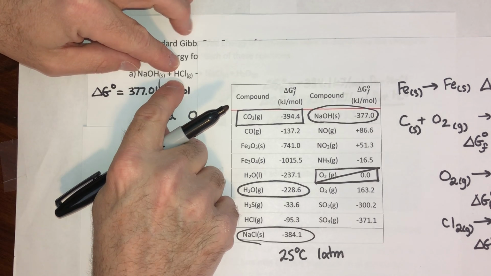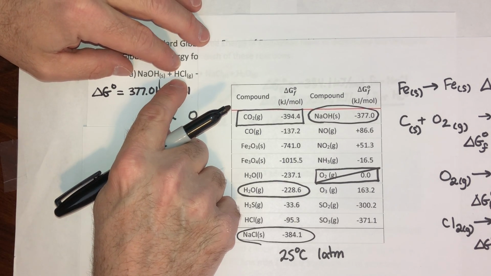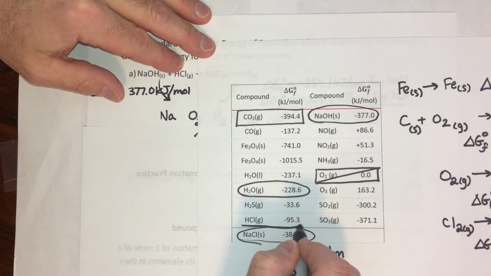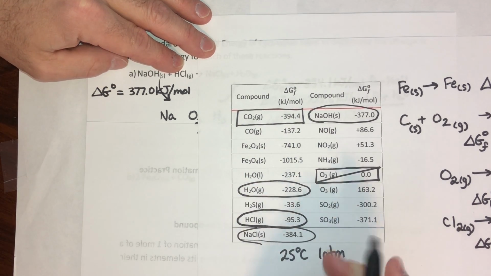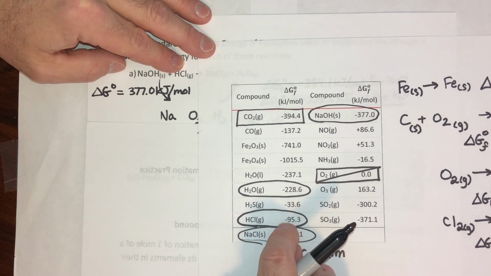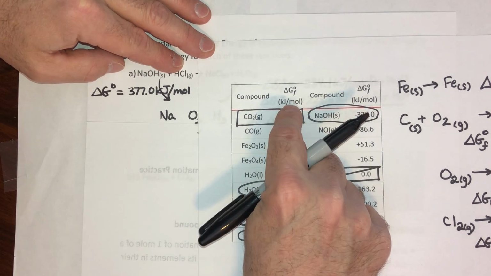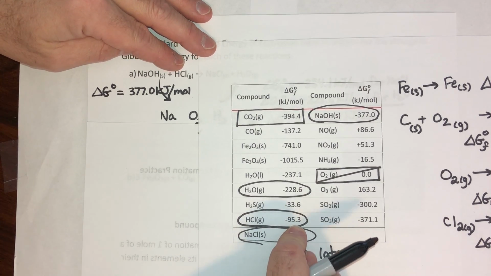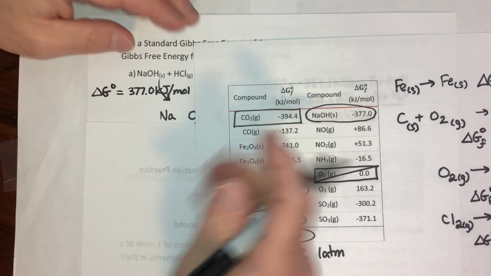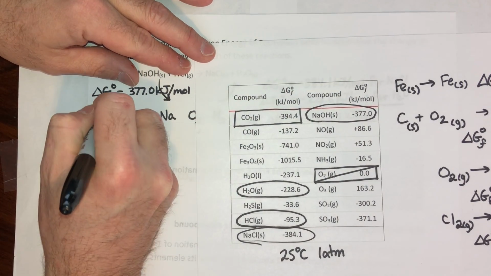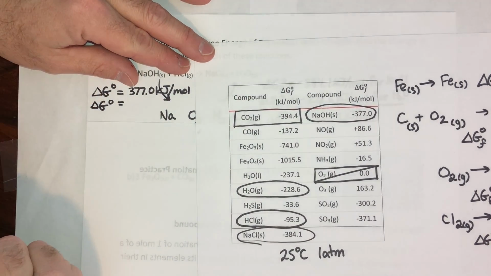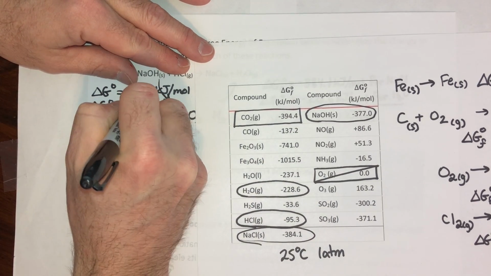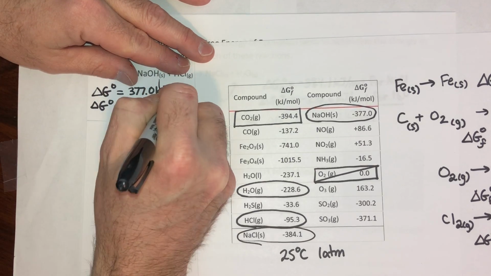Now, what else am I breaking up? I'm breaking up the HCl. To form it, I would get a minus 95.3 kilojoules per mole. That's the amount of Gibbs free energy I would get. But again, I'm not forming it, I'm breaking it up. So I'm going to get the opposite. So the delta G, and again, leave off your F, instead of being a negative 95.3, it's going to be a positive 95.3 kilojoules per mole.